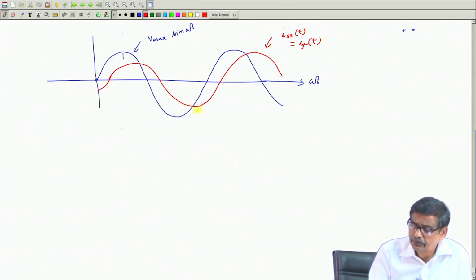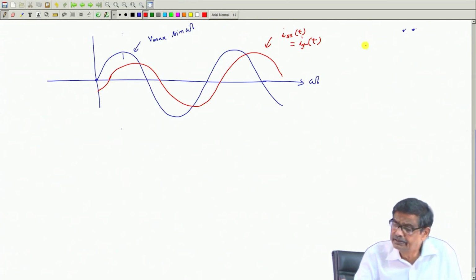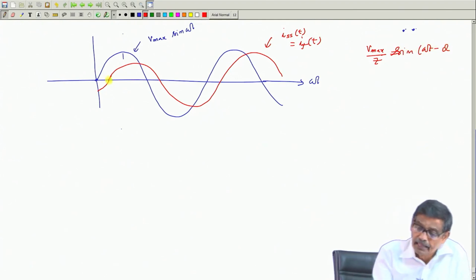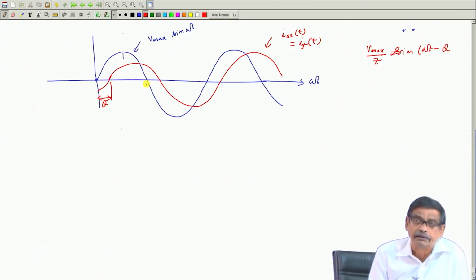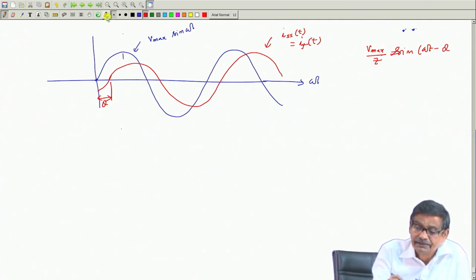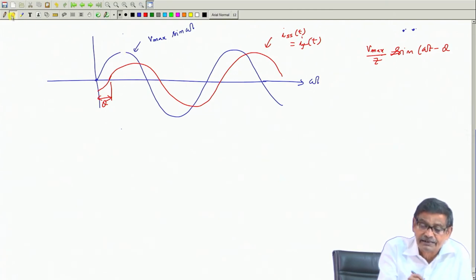For this circuit, the steady state current is very simple. You know that it is V max by Z, where Z is root over R square plus omega square L square, called the impedance, into sine of omega t minus theta, and this is theta. Now, I am not going to do any maths, but I am telling you one very interesting observation. If you understand this, I will be happy.